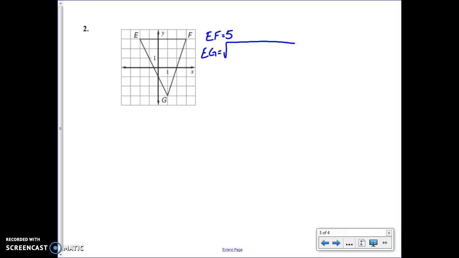So E is at -2 and up 3. G is at 1, -3, and F is at 3, 3. I'll go ahead and fill that in while we're at this. So I'm going to find EG first. So I'm going to subtract the x values. So 1 minus the -2 squared plus, and then I need to do -3 minus 3 squared.